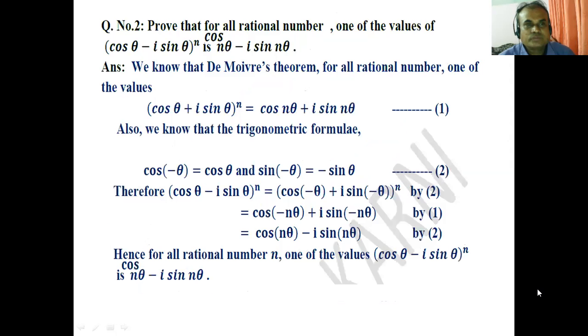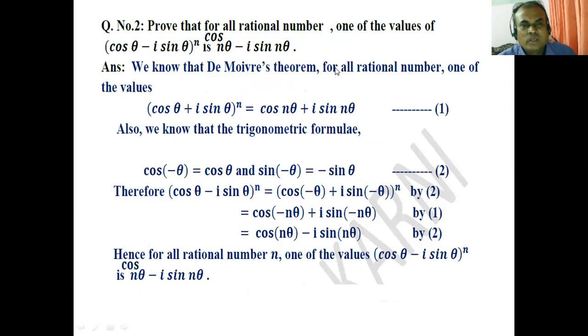Now next question. Question 2. Prove that for all rational numbers, one of the values of (cos theta minus i sine theta) raised to n is cos of n theta minus i sine of n theta.